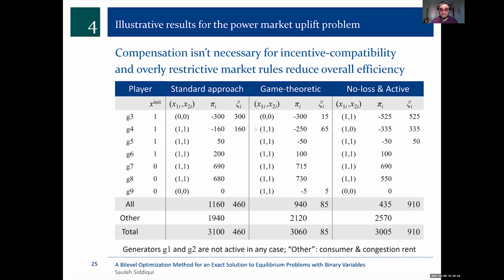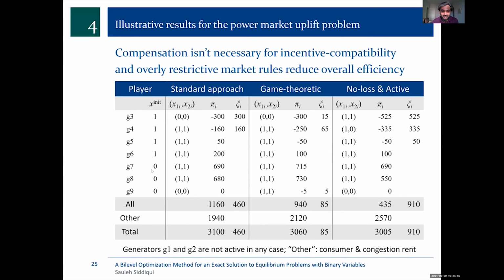Generator 4 was on. We asked them to remain on. They actually lost more money in this case because you'll see we do something different. We only need to pay them 65. So we don't need to pay them for their entire loss. We only need to pay them 65. And that's something that comes out endogenously from our model. Generator 5 was on. They stayed on. They lost money. We won't need to pay them anything because they would have lost money anyways in our formulation.